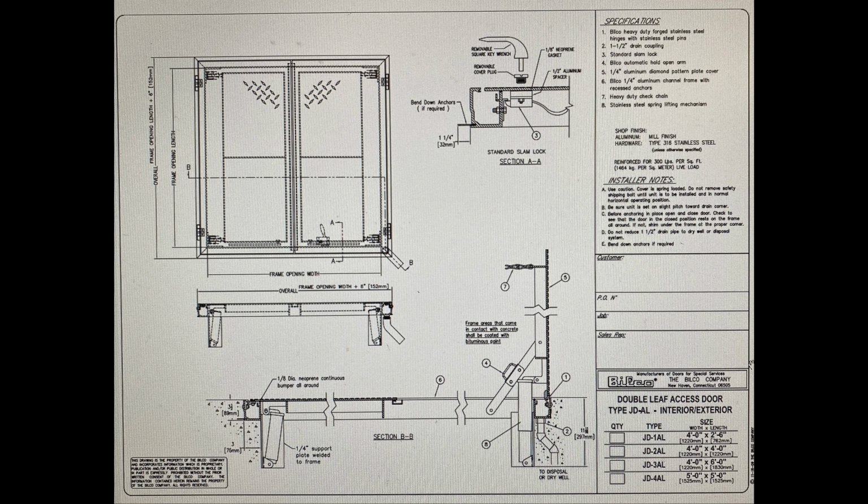The frame is basically about 3 inches wide on each side. So that means you have to cut out at least an extra 6 inches. It's usually 6.5 inches for that door to drop it in flush into the concrete.